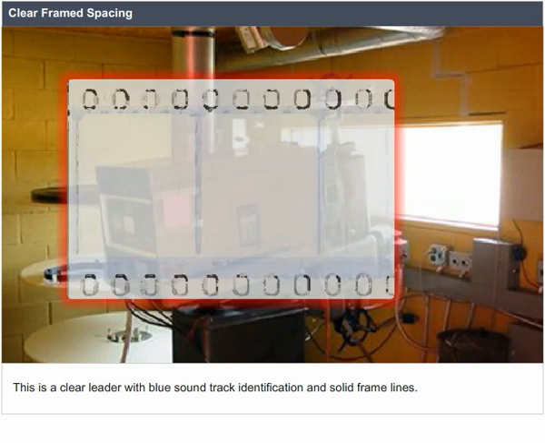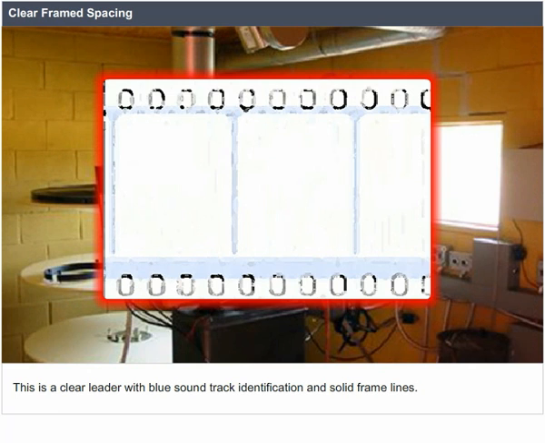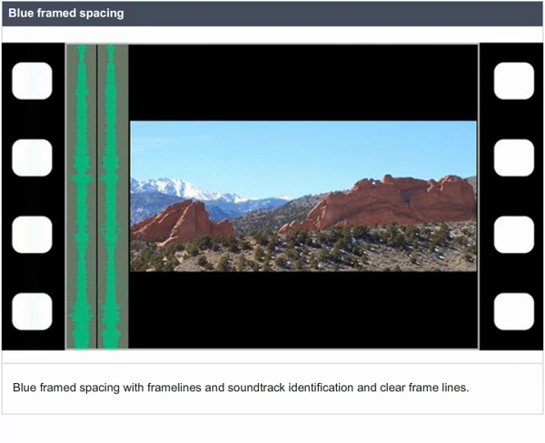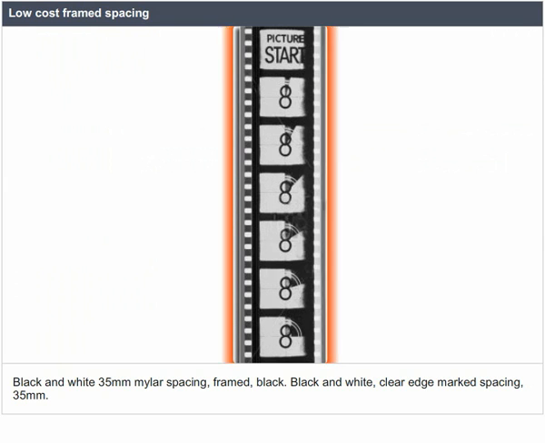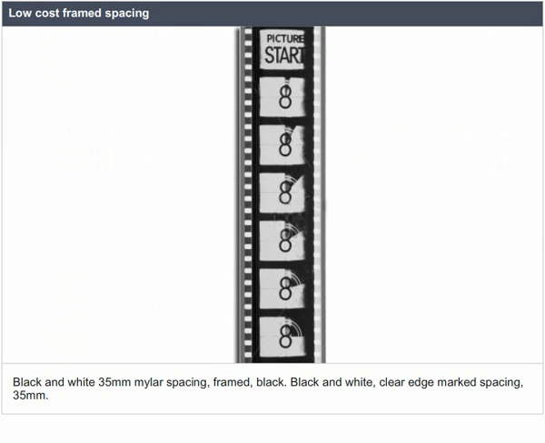Clear framed spacing. Used for intermissions, thread-up, and interlock applications with the projector dowser closed. This is a clear leader with blue soundtrack identification and solid frame lines. Blue frame spacing with frame lines and soundtrack identification and clear frame lines. Low-cost framed spacing. Black and white 35 mm mylar spacing, framed. Black and white, clear edge-marked spacing, 35 mm.